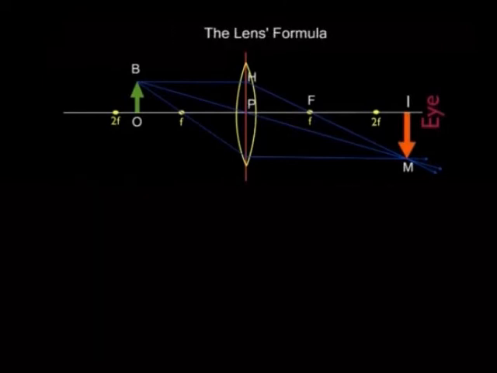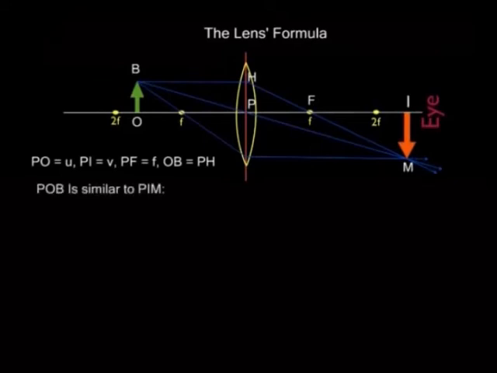Then we look at the lens formula. Consider an image formed by a converging lens as shown on your screen. In the figure, PO is the object distance U, PI is the image distance V, and PF is the focal length F. Distance OB is equal to PH. Triangles POB and PIM are similar. Therefore, OB over IM is equal to PO over PI, which is equal to U over V.